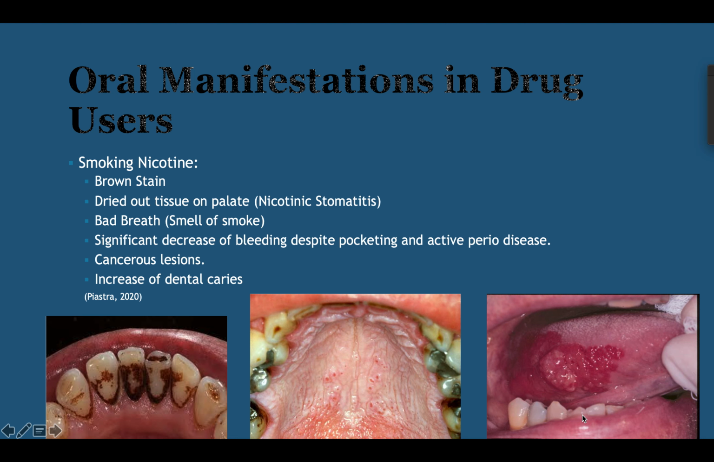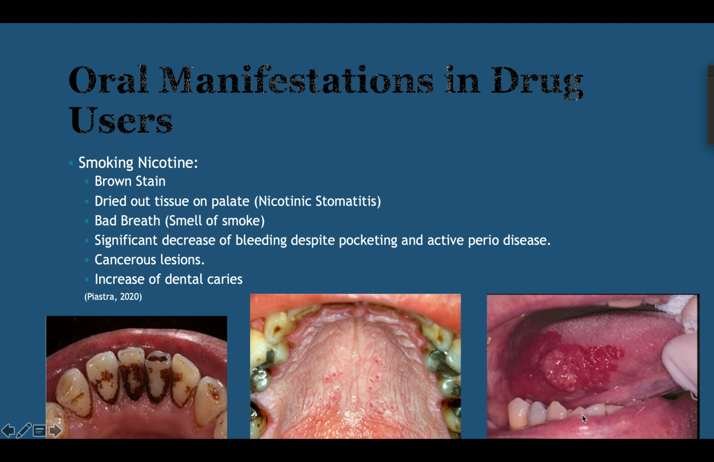So now we're going to jump into some oral manifestations in drug users, and we're going to use the most common ones here. As always, smoking nicotine. We see it all the time. Hygienists, that brown stain, we cannot get it off. It is such a pain. But we'll know pretty quickly if they're a smoker. That brown stain is definitely very unique to smoking nicotine.